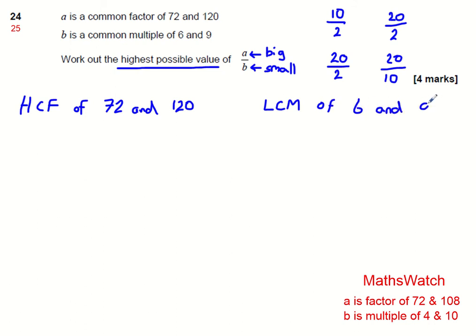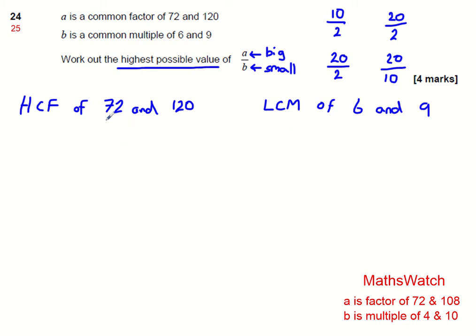So those are the 2 things that we need to work out for this question. We need to work out the highest common factor of 72 and 120 and the lowest common multiple of 6 and 9. Let's start with the highest common factor. You can do this in a few ways. So you could do this in a tree diagram, so you could factorize this out and deconstruct it, or you can write down the factors of the numbers. That's what I'm going to do.